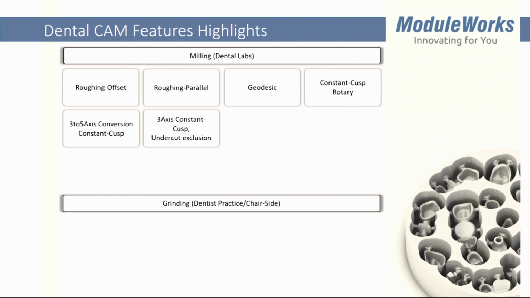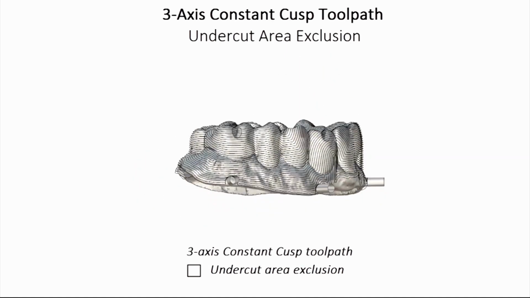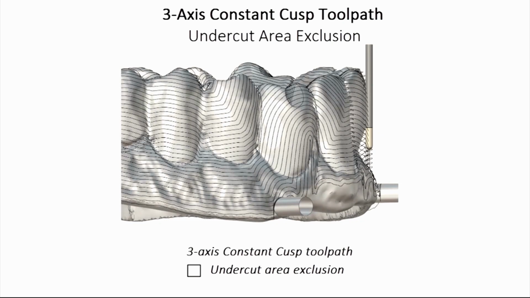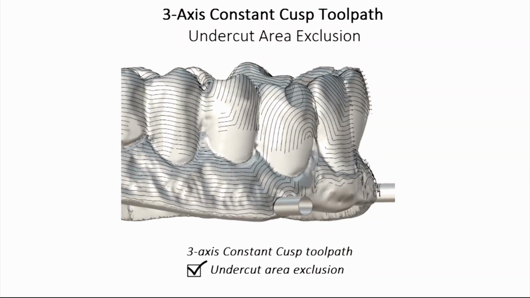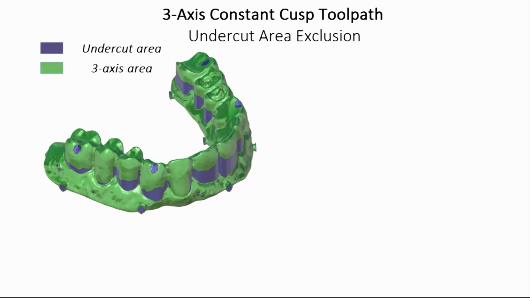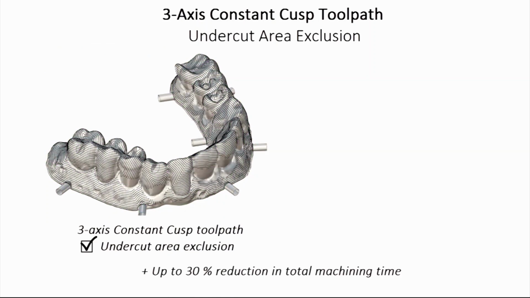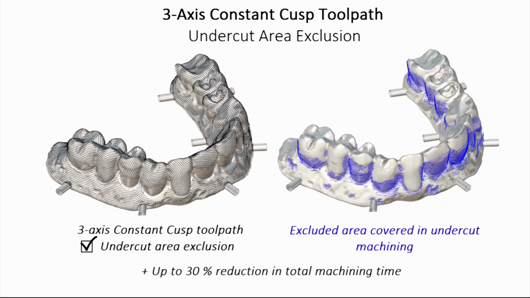3-axis constant cost combined with undercut exclusion. When we apply a 3-axis toolpath here, on the undercut areas, the tool doesn't touch the part and moves basically in the air. Once we activate undercut area exclusion, we trim this kind of waste, because actually these areas will be covered in another dedicated operations. Here we can see all the undercuts with colorful information, and the undercut area exclusion will trim those redundant toolpath. And about this undercut machining, we'll talk on the next video.